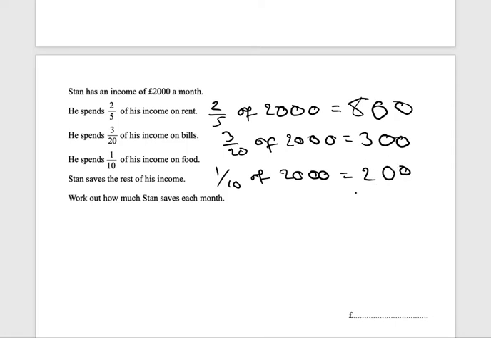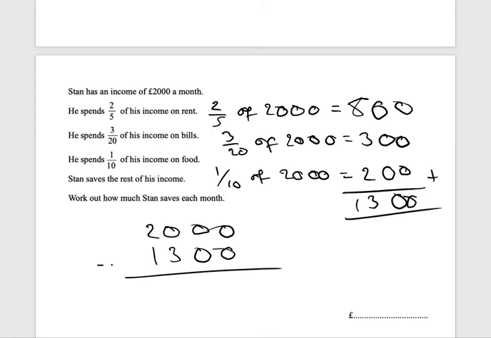Okay, now if we total that up, that's going to give you an answer of 1,300, but that's how much he spends. How much does he save? You're going to subtract that from 2,000, so 1,300 there, subtract it, 0, 0, 1, 7, so we're going to have £700 left.